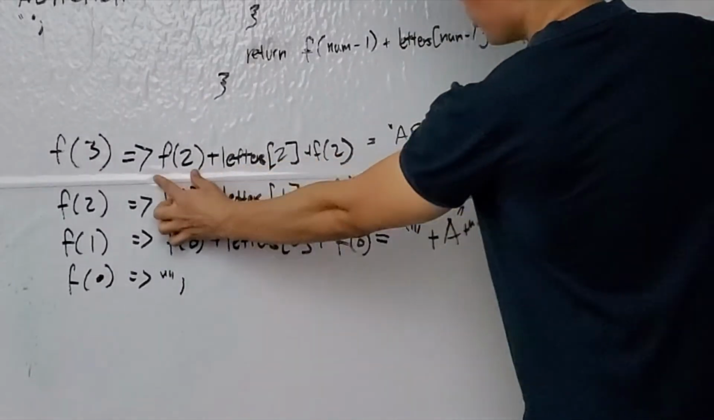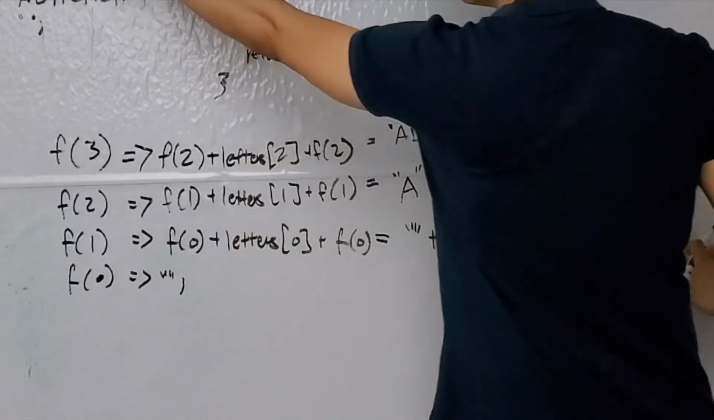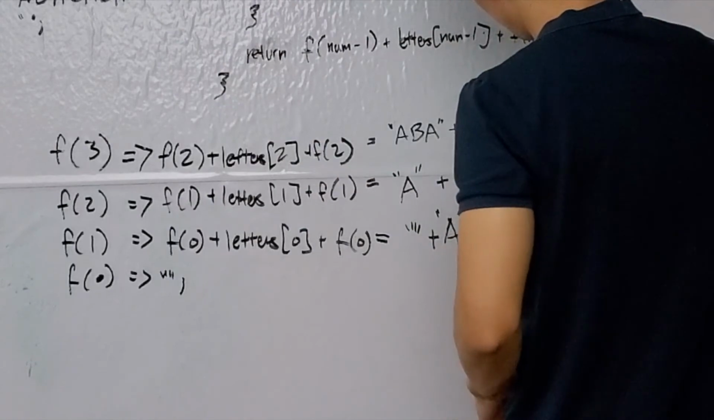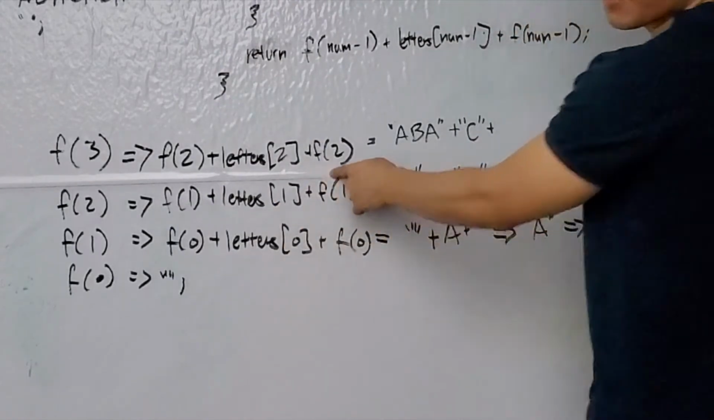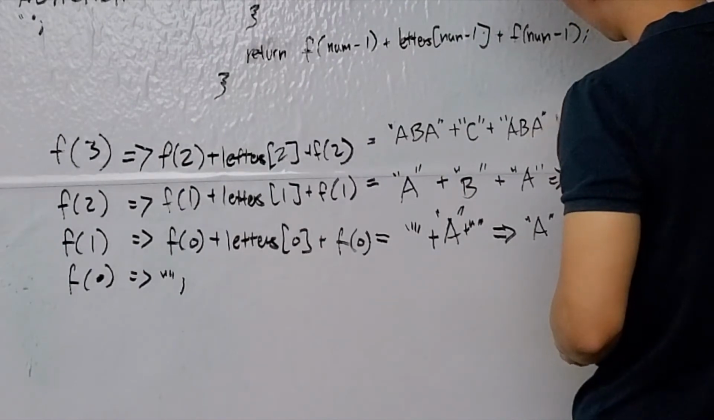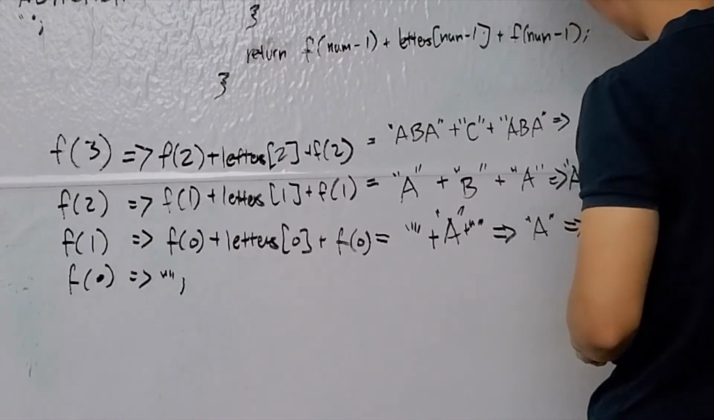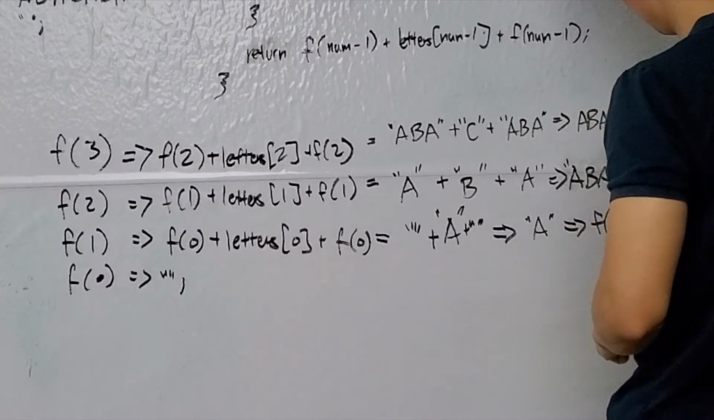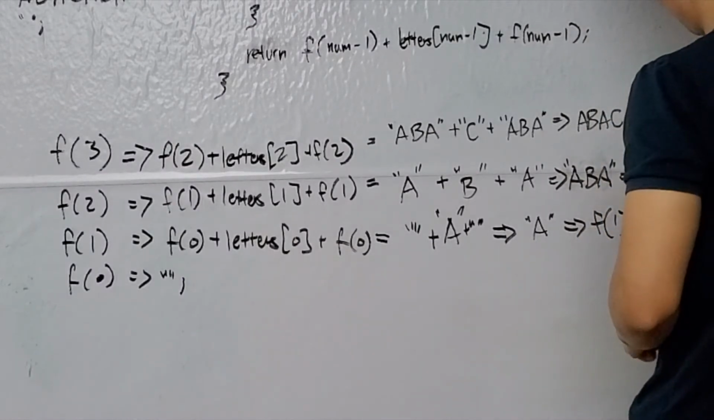And so f of 2 plus this letters at the index of 2, which is a C, plus f of 2, which we solved for already, equals A, B, A, C, A, B, A.